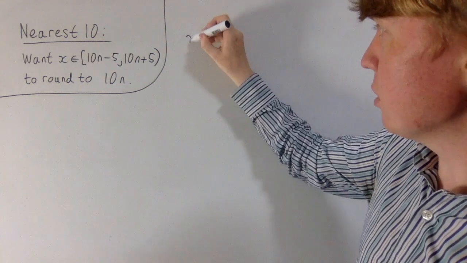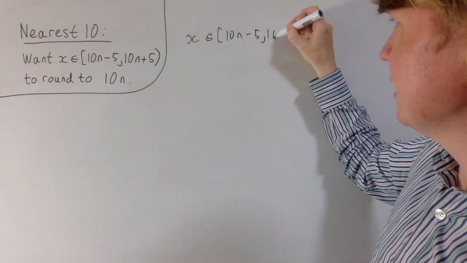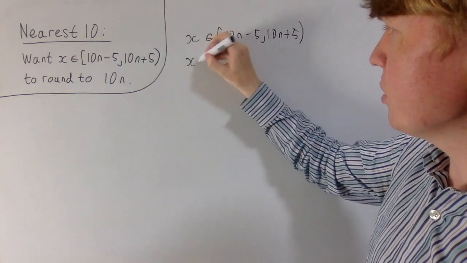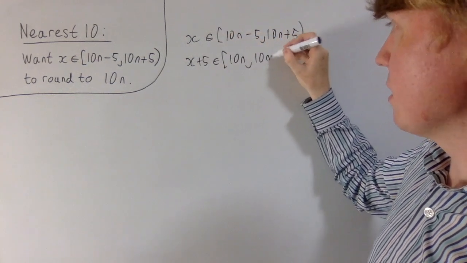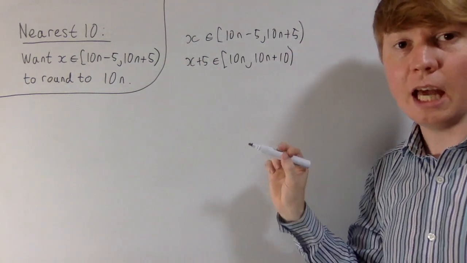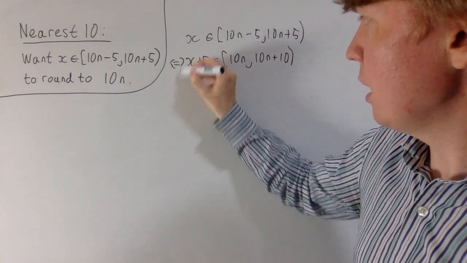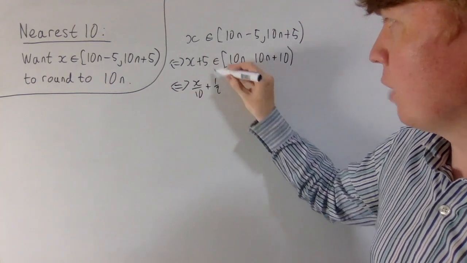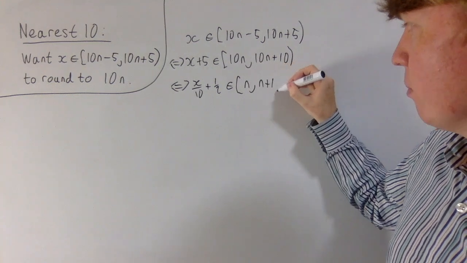Well, let's start off using a similar argument to before. If we say x is between 10n minus 5 and 10n plus 5, but not including 10n plus 5, what happens to x plus 5? Well, this is just between 10n and 10n plus 10. So we can't quite use the floor function yet, but what we could do is divide everything by 10. So this is all true if and only if x over 10 plus a half, so 5 divided by 10 there, is now between n and n plus 1.